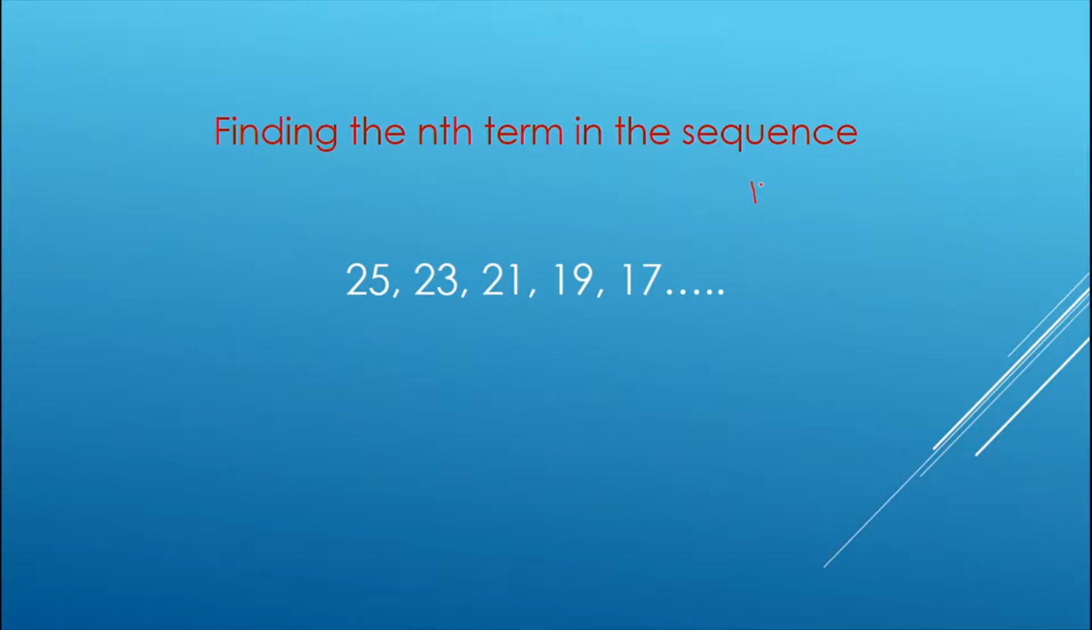Let's try 11. Okay, in this pattern, what is the 11th term? For this one, as we can see, the numbers are decreasing. From 25 it becomes 23, to 21, to 19, and 17. Since this one is decreasing, the pattern, I guess, is minus 2. So 23 minus 2 is 21, 21 minus 2 is 19, 19 minus 2 is 17.